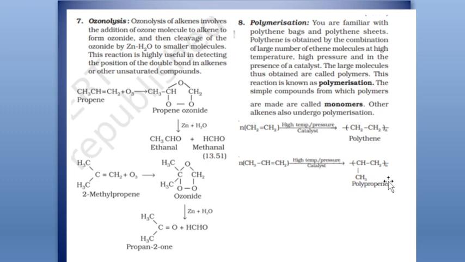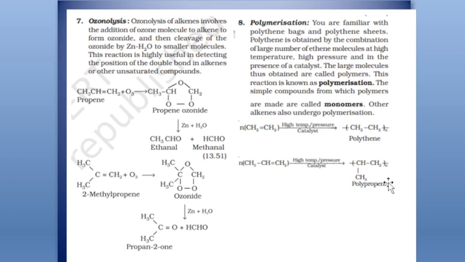Next comes the ozonolysis reaction. The double bond will be attacked by ozone. There will be formation of first a molozonide, then the ozonide, and after adding zinc and water to the ozonide compound, it will produce ethanal and methanal as products.